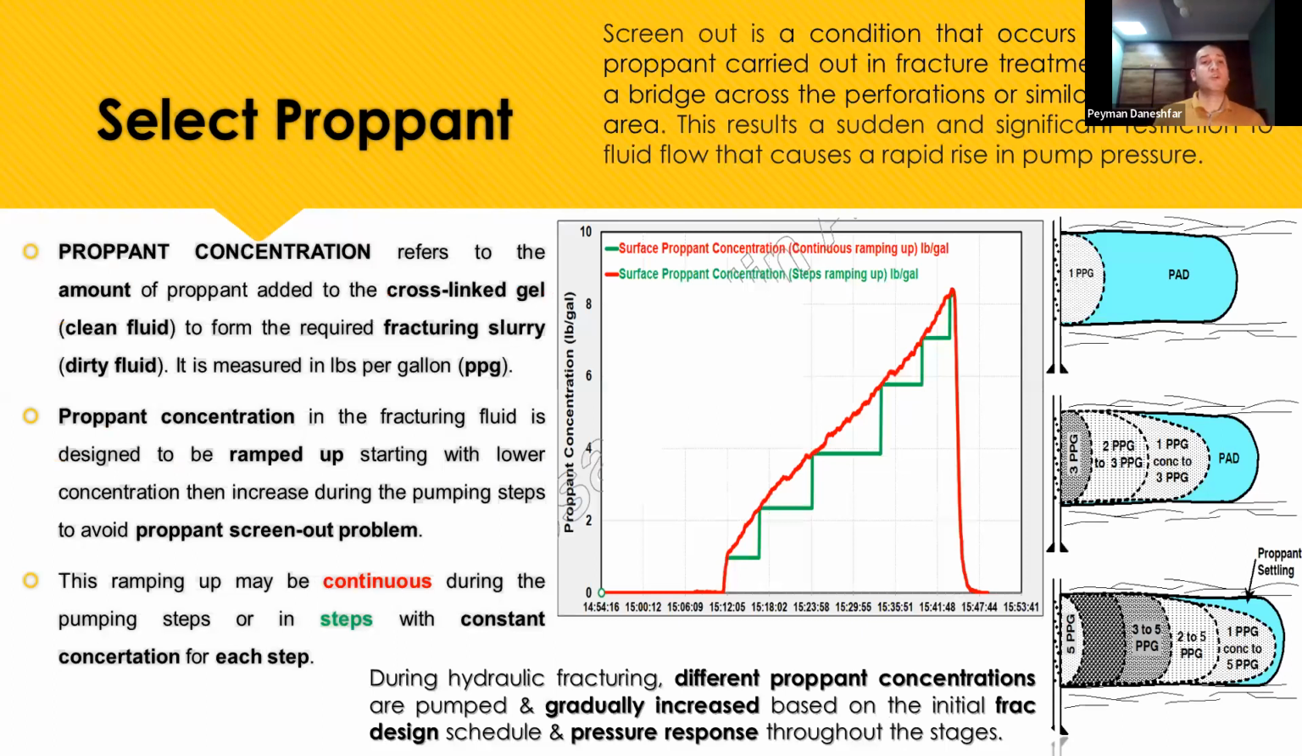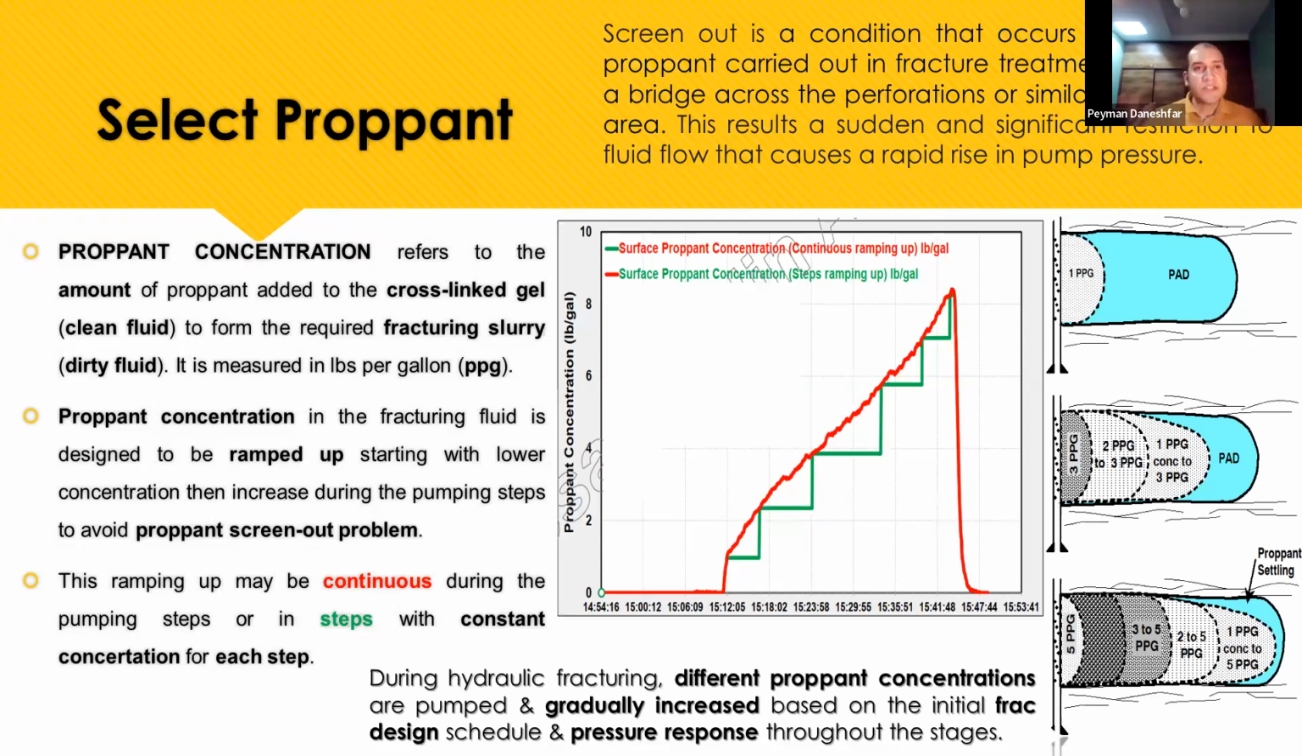Another important thing that we should know about proppant is the proppant concentration. Proppant concentration refers to the amount of proppant added to the crosslinked gel, the clean fluid, to form the required fracturing slurry, the dirty fluid. It is measured in ppg, or pounds per gallon. Proppant concentration in the fracture fluid is designed to be ramped up, starting with a lower concentration and then increasing during pumping, to avoid a proppant screen out problem.